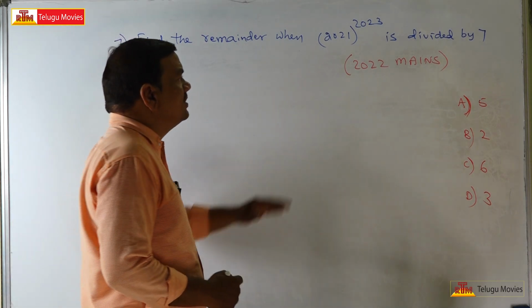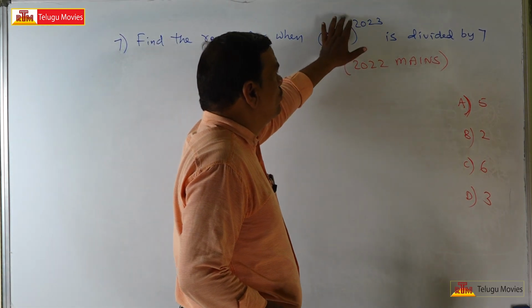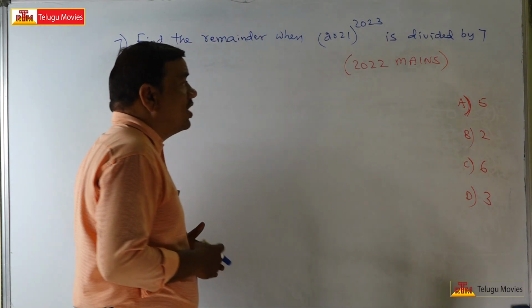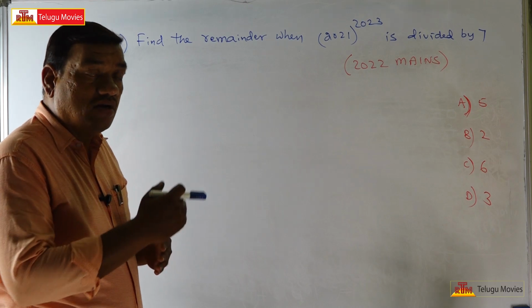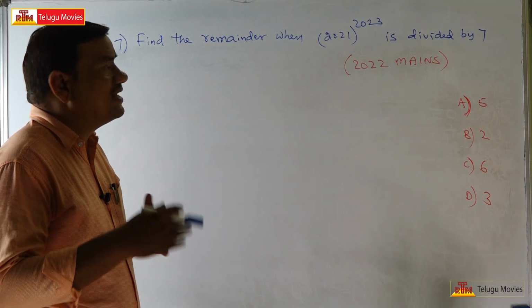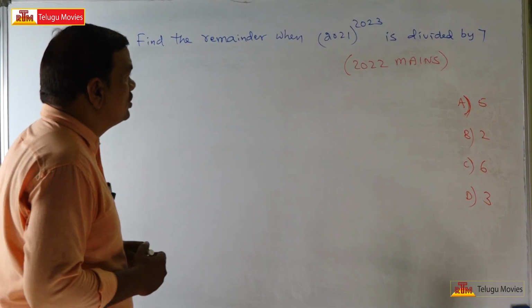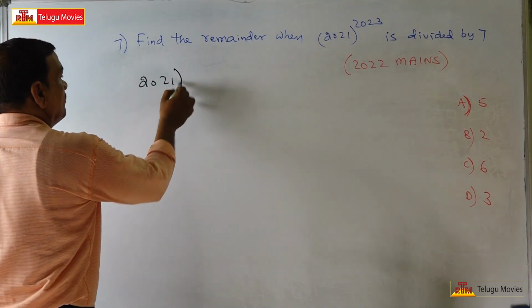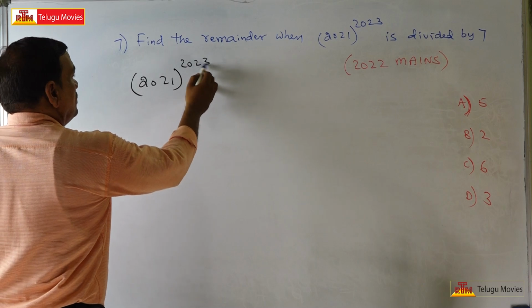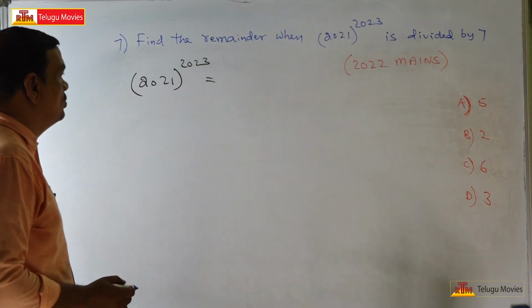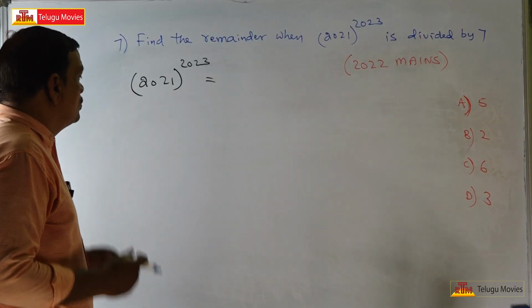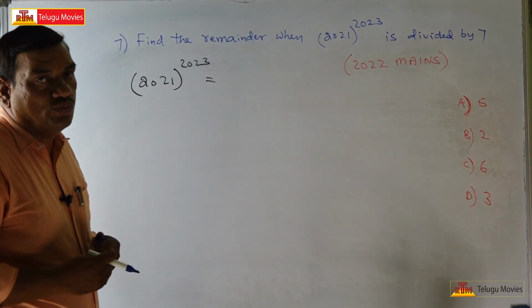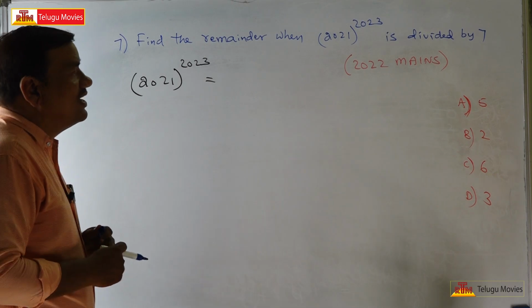Whatever it may be, 2021 whole to the power of 2023 can be written as a multiple of 7 plus remainder. Now let us start the problem. Your problem is 2021 whole to the power of 2023. So this can be written with base, let us try to write 7 into, because it should be divided by 7.